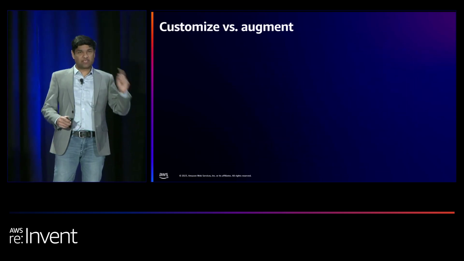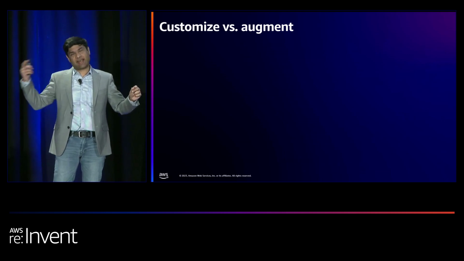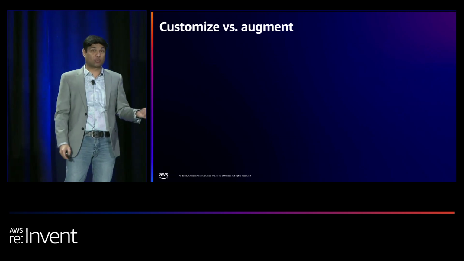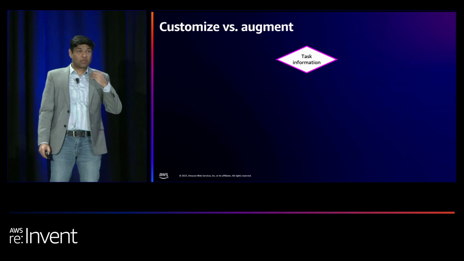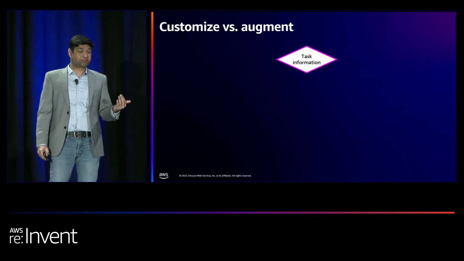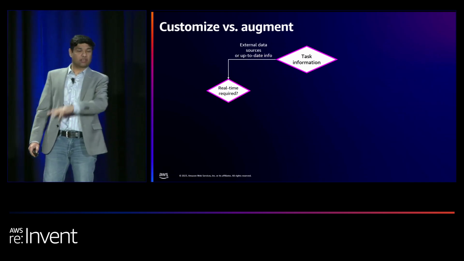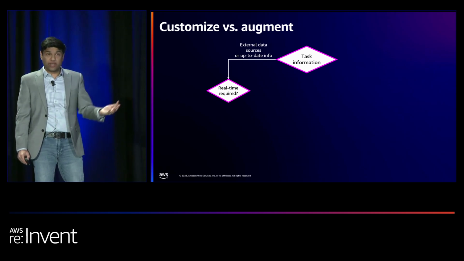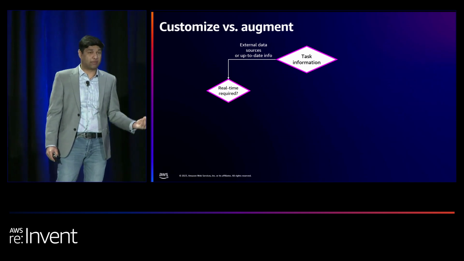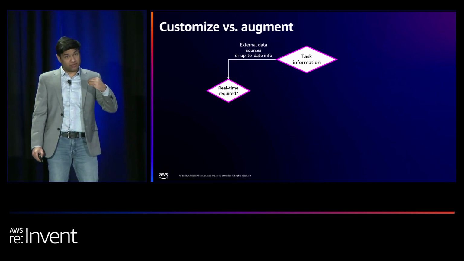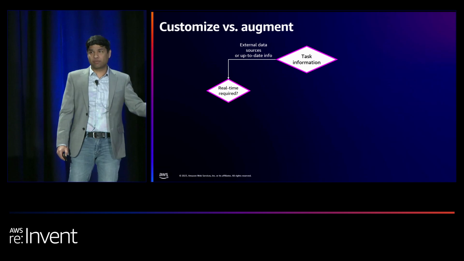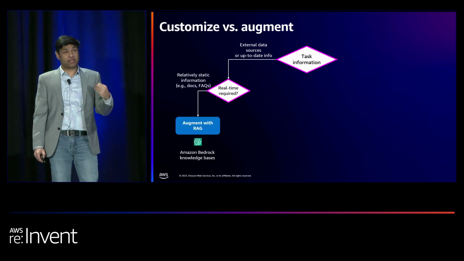So now we have seen that the simplest was prompt engineering and the most complex was training from scratch. But let's look at the middle two options, customization versus augmentation. We start with the task. What is the task you are trying to achieve? If your task requires external data and up-to-date information, then next you should ask yourself, do I need real-time information? And if you don't need real-time information from APIs or databases, and you just need information from documents, then you would use augmentation with RAG.